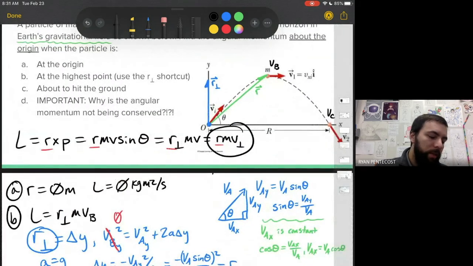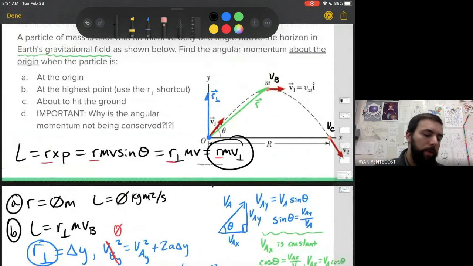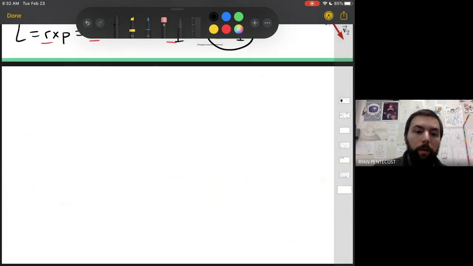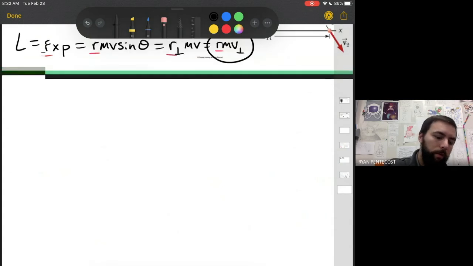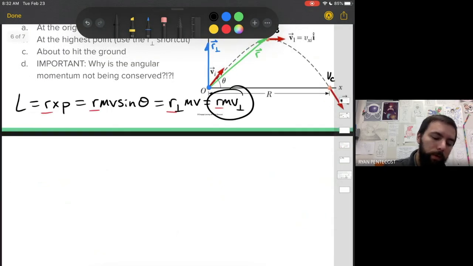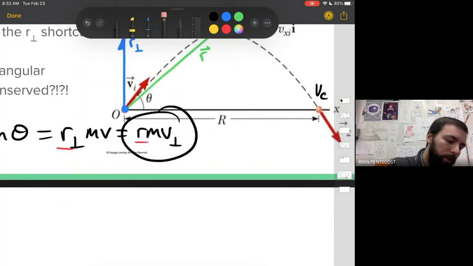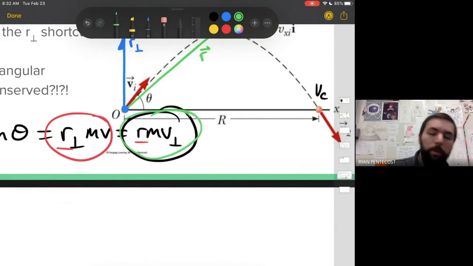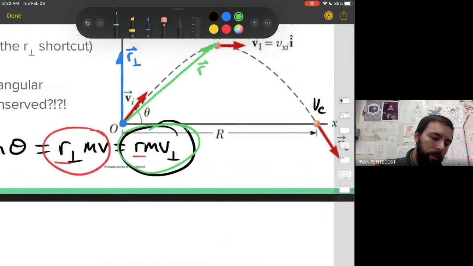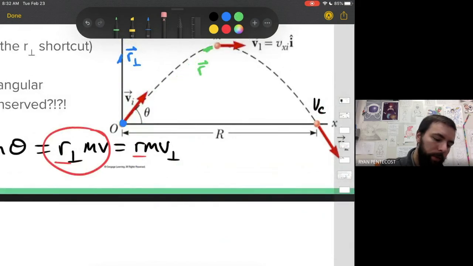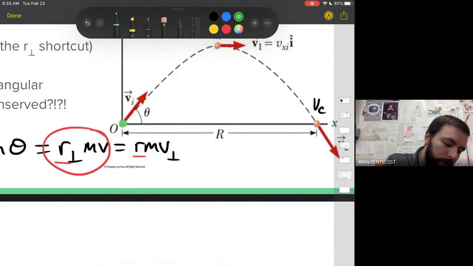Now, part C says, find the angular momentum about the origin when the particle is about to hit the ground. So when our particle is about to hit the ground, we are going to do the opposite of what we did here for part B, right? For part B, we used this equation. For part C, we will use this equation, the perpendicular velocity. This is actually a really busy diagram, so let me get rid of some of this. What we're going to do is find the radius vector.